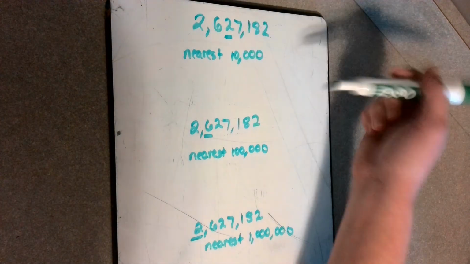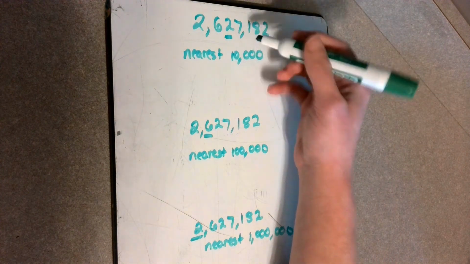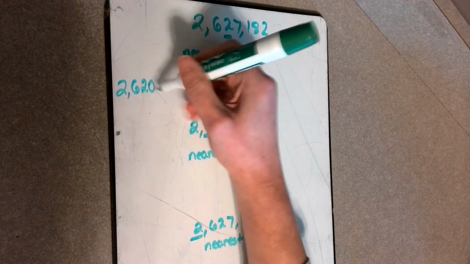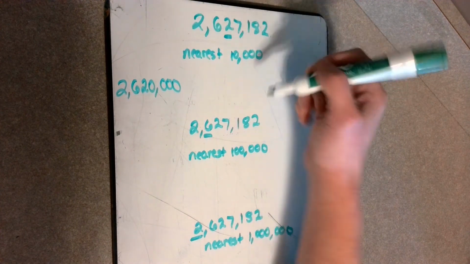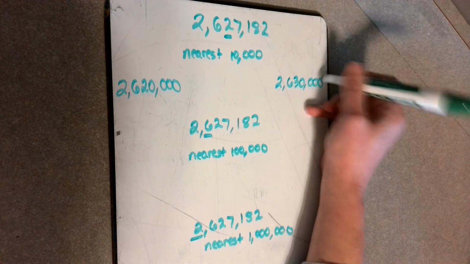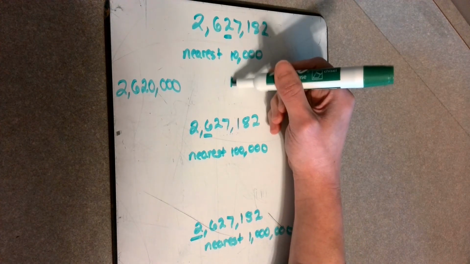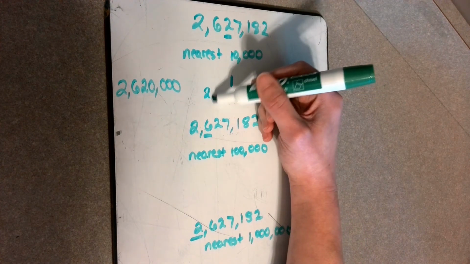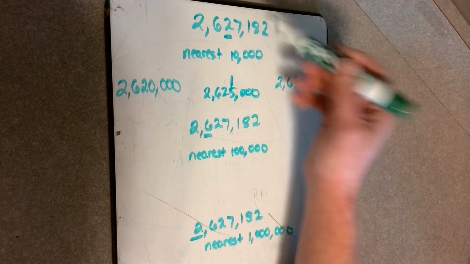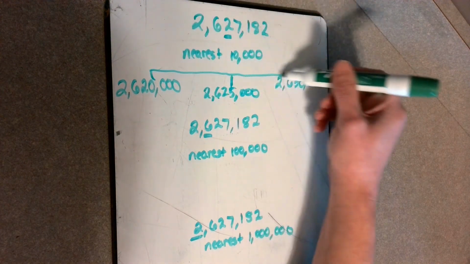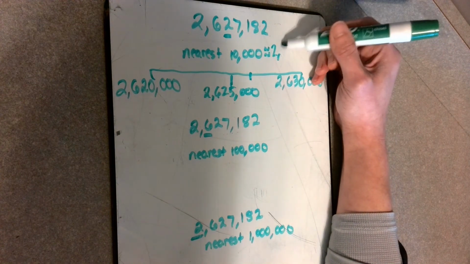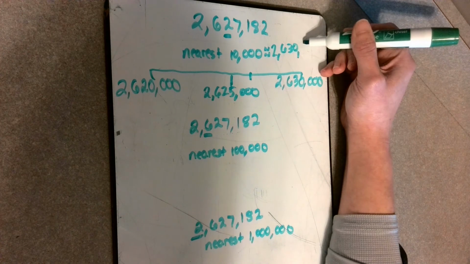Okay, friends, let's go ahead and check our thinking on this. We're rounding to the nearest 10,000 of 2,620,000. Or are we going to move up to 2,630,000? Halfway between 10,000 is 5,000, so I've got 2,625,000 is my halfway number. 2,627,000 would come after, so we'd round this one to 2,630,000.